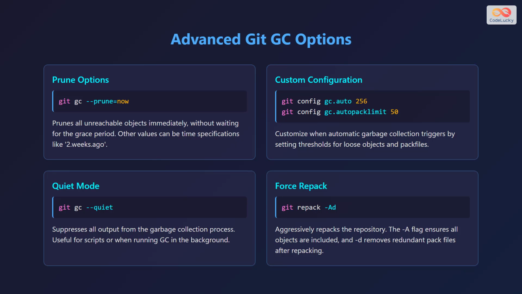To force repack, aggressively repacks the repository. The -a flag ensures all objects are included, and -d removes redundant pack files after repacking. Use the command git repack -a -d.